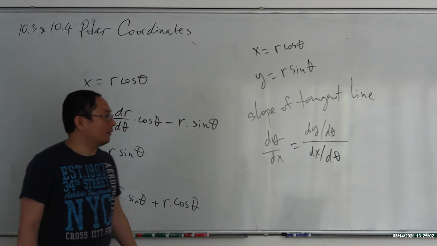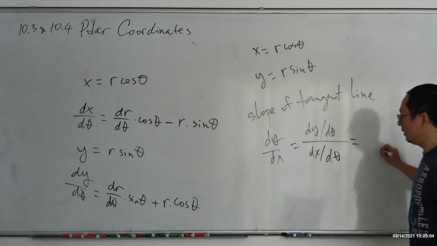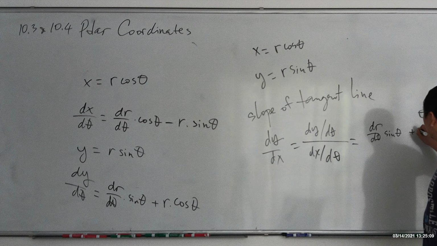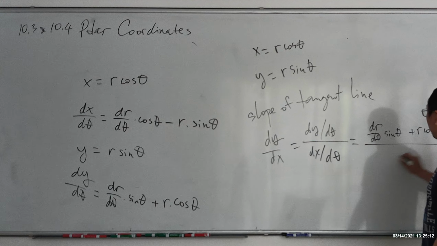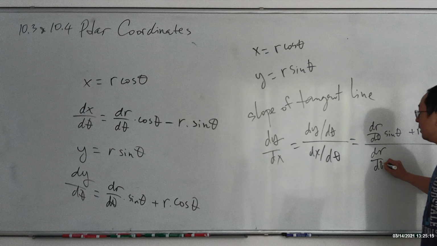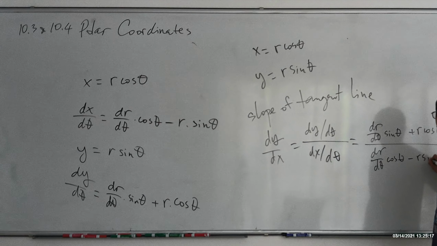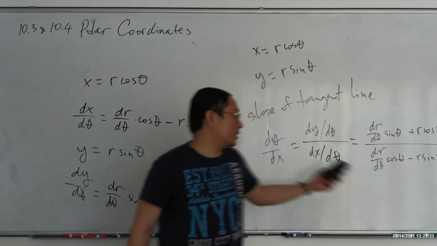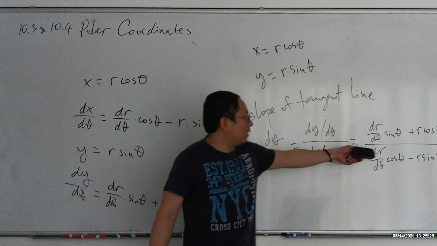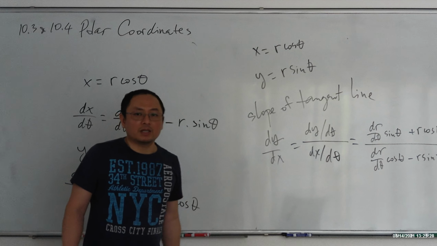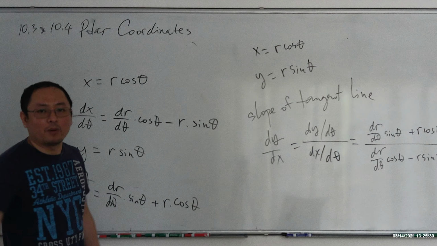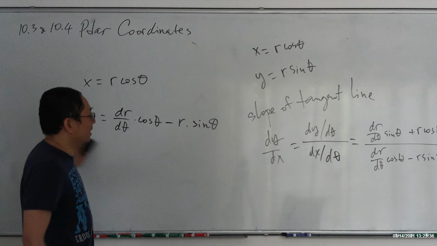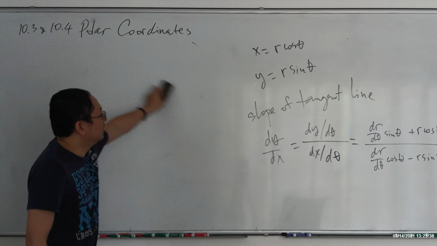You plug it in, and you have dy over dx equals dr over d theta times sine theta plus r cosine theta, over dr over d theta times cosine theta minus r sine theta. And then they give you the actual value, what theta is equal to, what r is. You got r, you got theta, you plug it in, you have dy over dx, which is the slope of the tangent line, and you have a point, so you have the tangent line. So it's a little bit more complicated, right? You do more work. It's still doable.